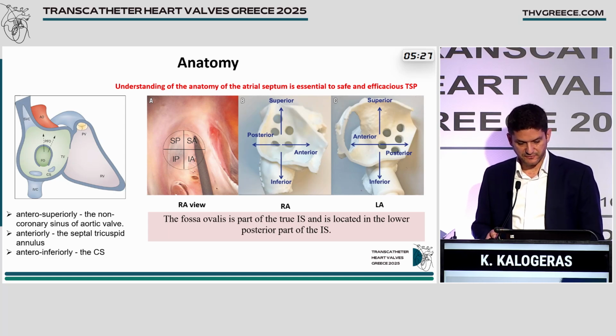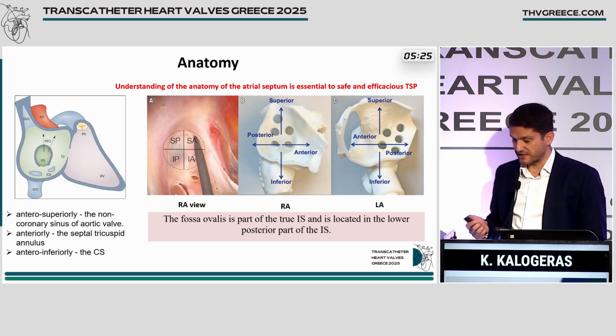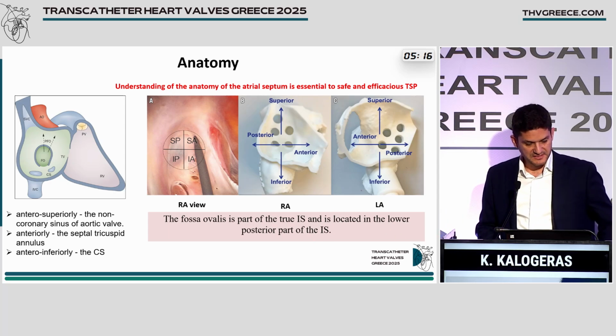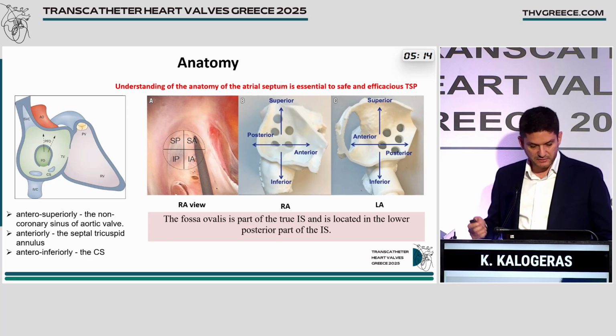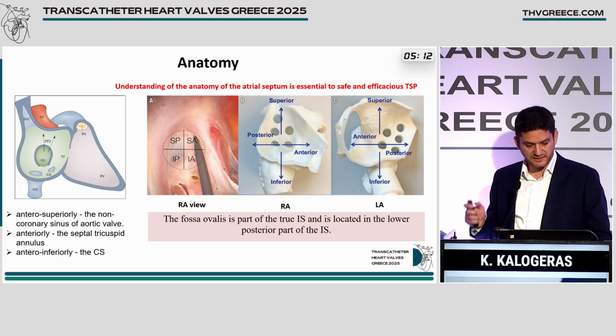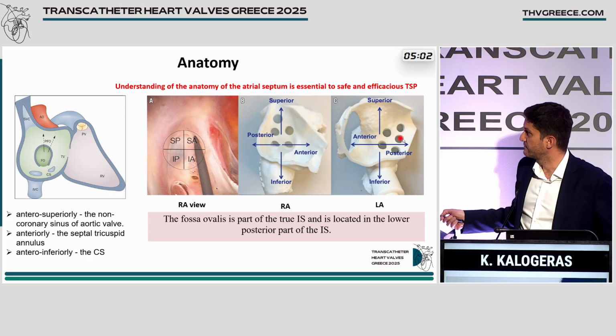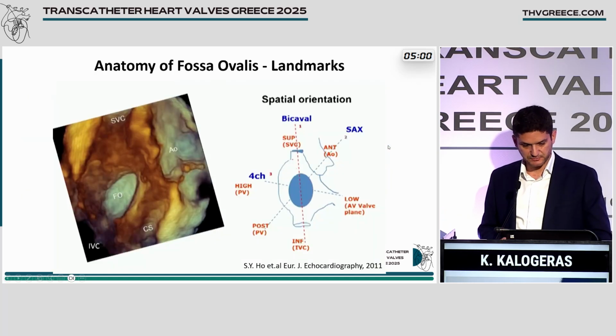Here you can see the fossa ovalis, which is part of the true septum and is located in the lower posterior part of the septum. You can see that anterior superiorly it's adjacent to the aortic valve, anteriorly it is adjacent to the tricuspid annulus, and anterior inferiorly to the coronary sinus. And you can see here how the septum looks from the right atrium and from the left atrium.